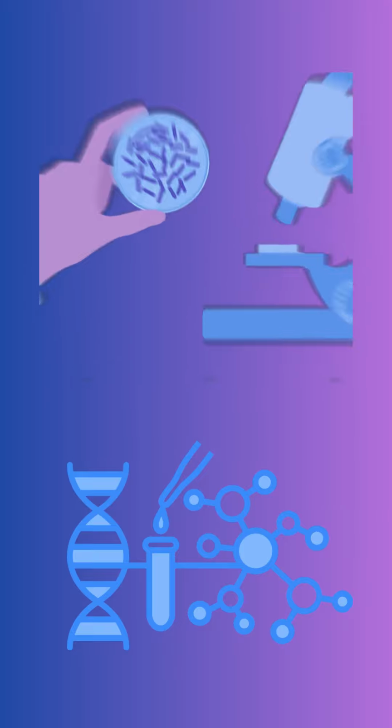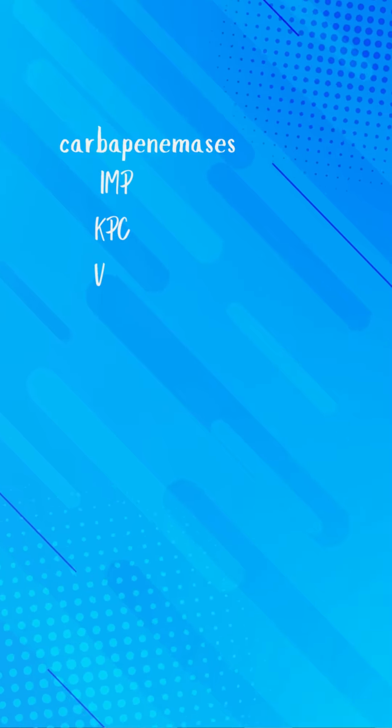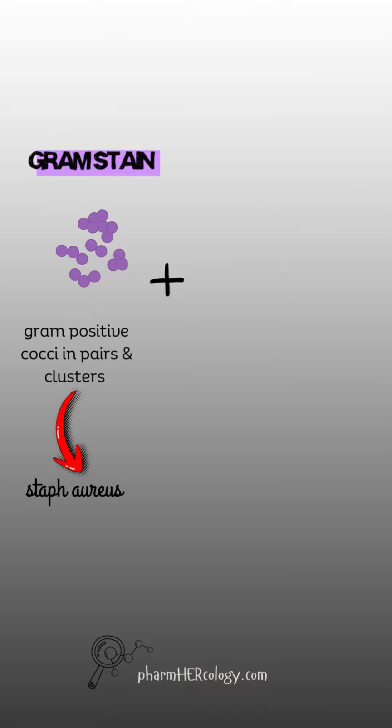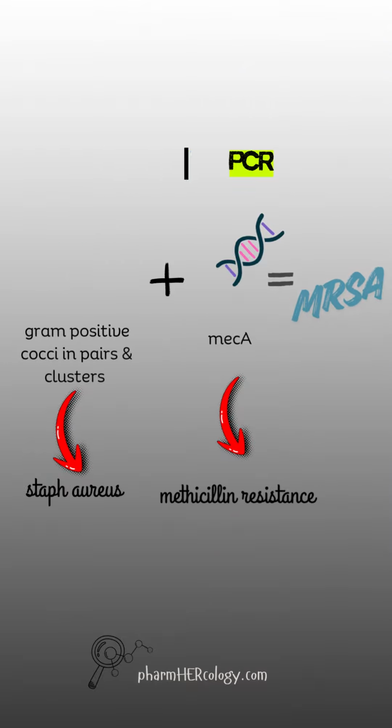Microscopic assessment of gram stain bacteria helps us to identify bugs based on their shape and absorption of the stain. PCR testing detects genetic material that is specific to certain strains of bacteria. For example, the presence of gram-positive cocci in pairs and clusters indicates Staph aureus. The detection of mecA indicates methicillin resistance, which means you know you have MRSA even before the C&S results.